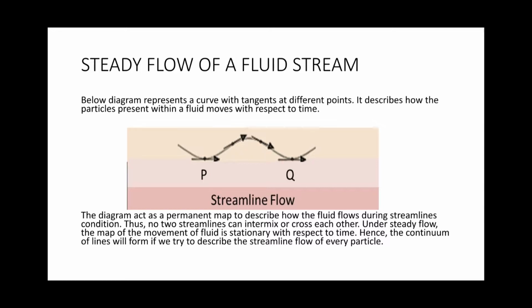Thus, no two streamlines can intermix or intersect with each other. Under steady flow, the map of the movement of fluid is stationary with respect to time. Hence, a continuum of lines will form if we try to describe the streamline flow of every particle. This means that the flow of the particle will be in the same direction.